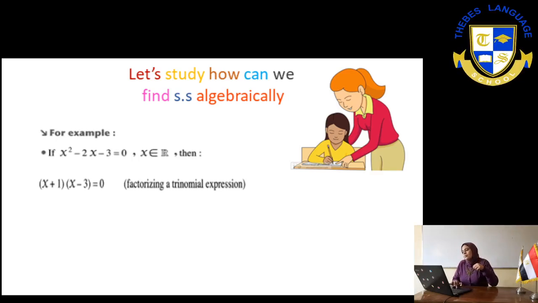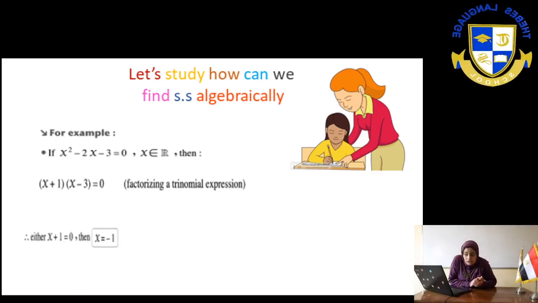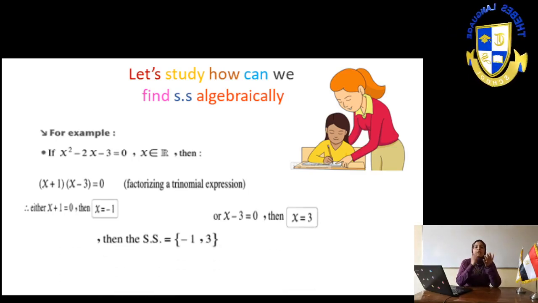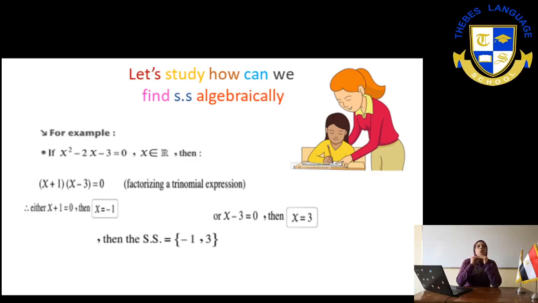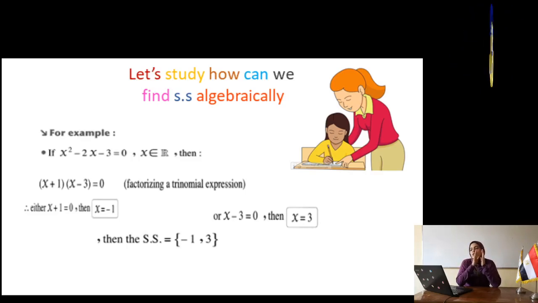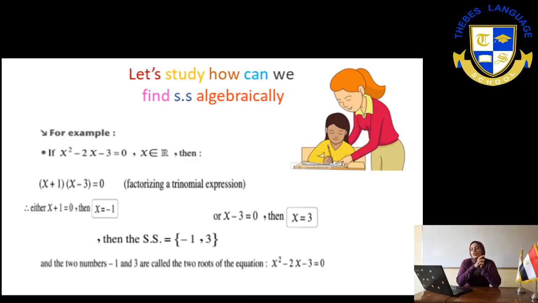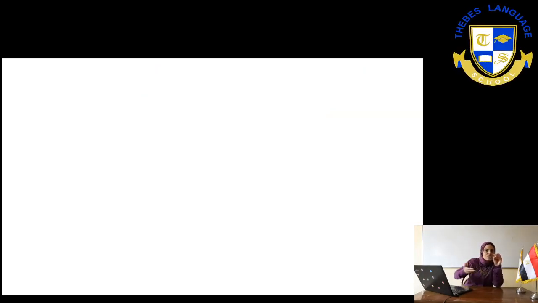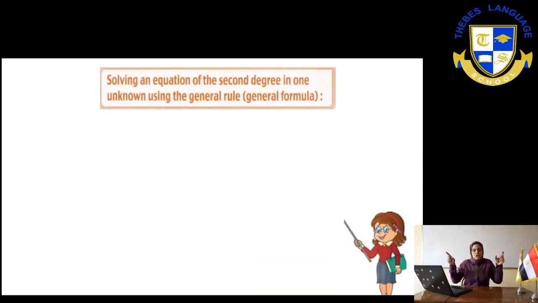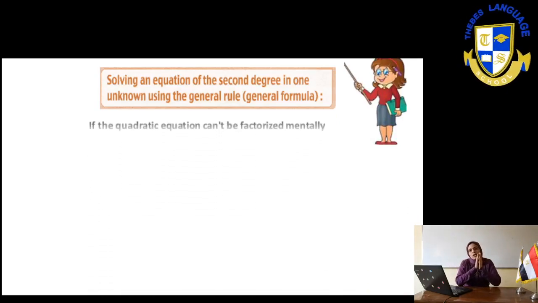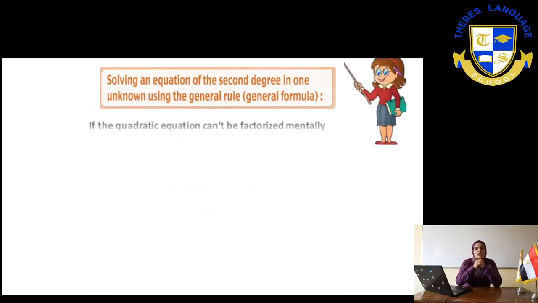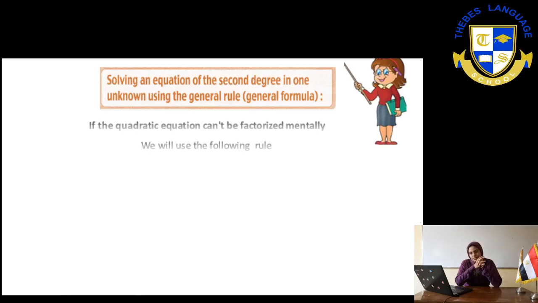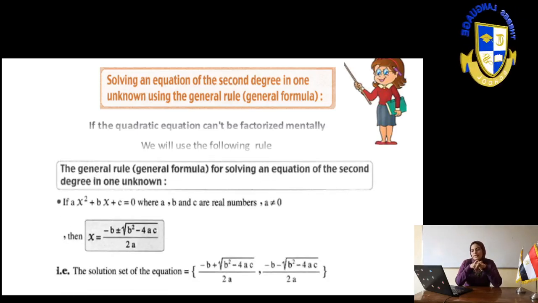Look at slide number 7 to study how we can solve the second degree equation or the quadratic equation algebraically. We will learn here a new rule which is called the general formula, to get the value of x. As we studied before, we factorize the expression, but now we can't factorize it. So we will learn how to find the solution set by using the formula rule, which is x equals negative b, positive or negative, square root b power 2 minus 4ac over 2a.